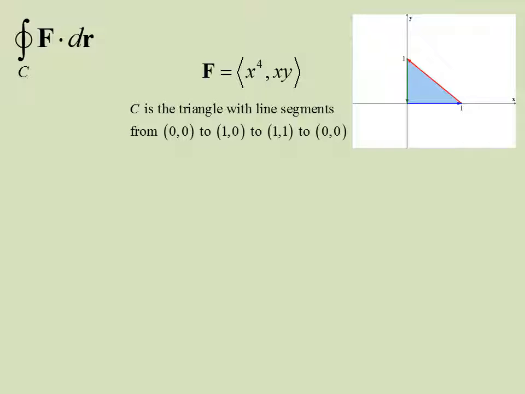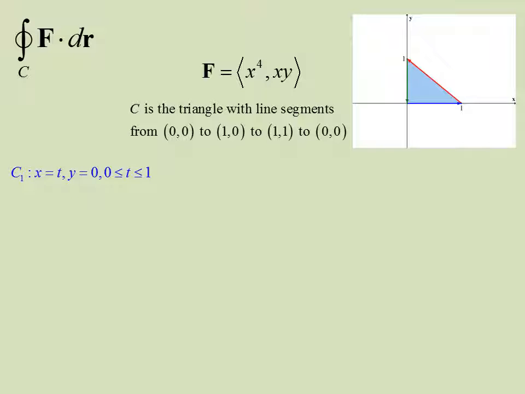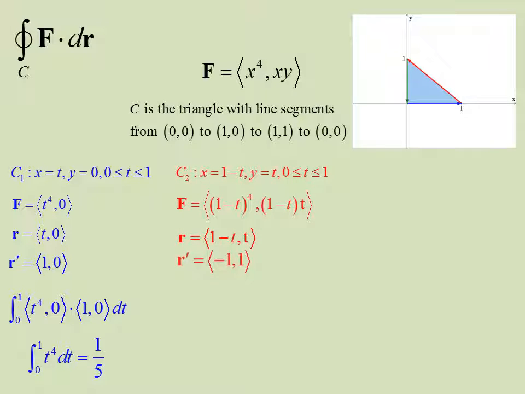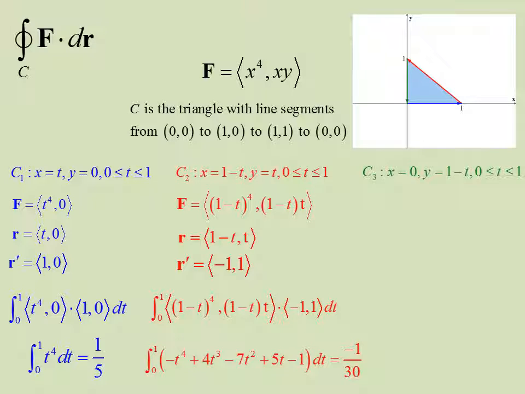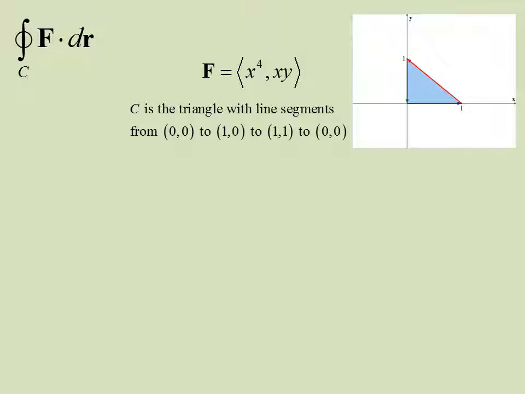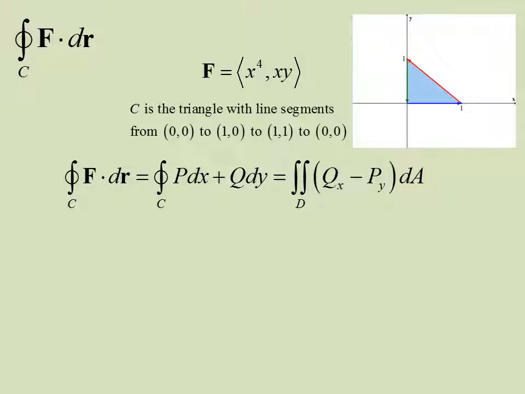So here is how that works. The idea is, instead of integrating this the usual way, which would be to integrate on each line individually, and add all of those up, or by Green's theorem, we can integrate over the region the Qx minus Py.